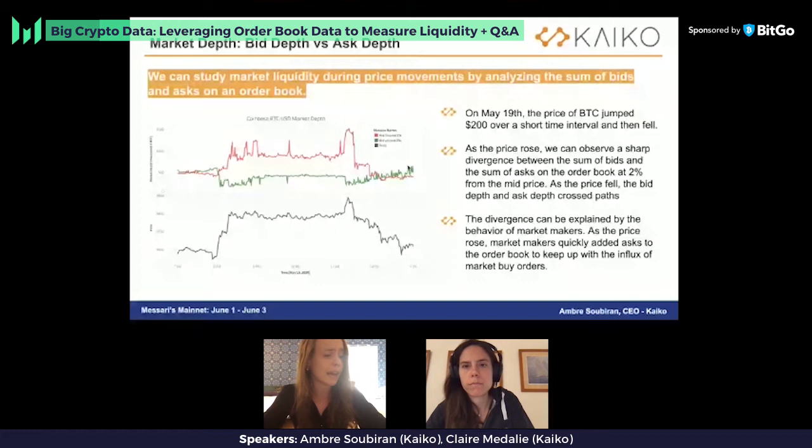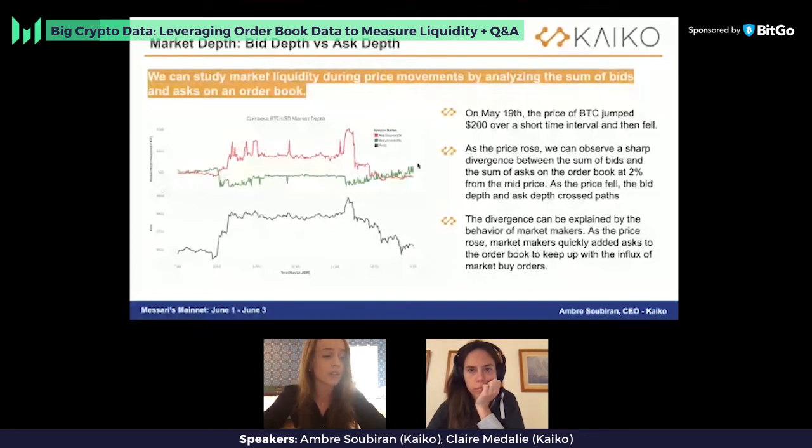So what's actually happening here? The divergence can be explained again by the behavior of market makers and how they adjust for risk in the changing behavior of price takers in the midst of price volatility. As the price rose, we actually get an influx of asks added to the order book. And as the price fell, the asks decline and the bids rise.